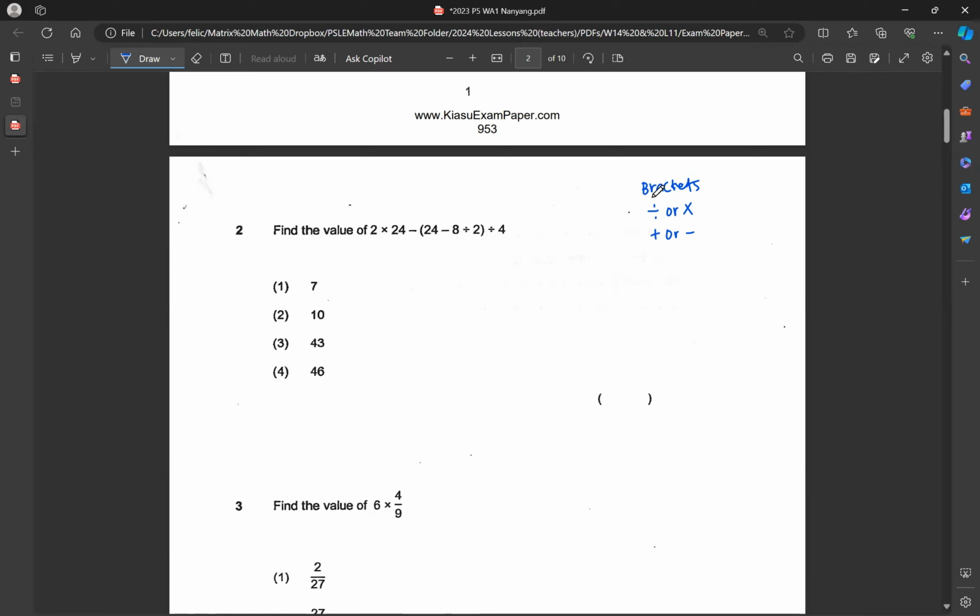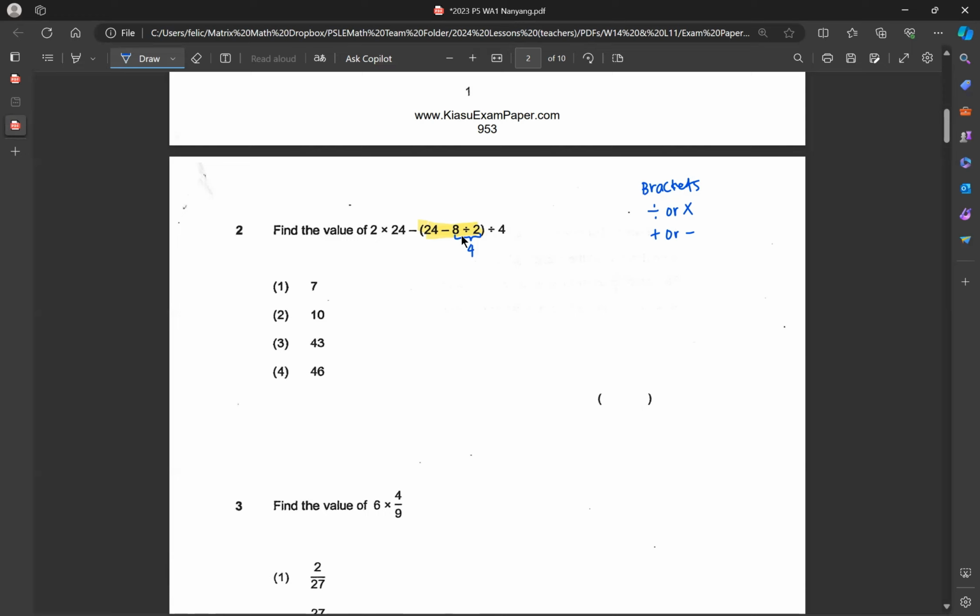So the top priority is to always settle the brackets first. In my brackets, I have 24 minus 8 divided by 2. Let me just highlight this. If I focus on this alone, notice that inside this I have a mix, minus and division, both. Which one to do first? Based on the rank, I have to settle the divide first. So I do 8 divided by 2 first in the bracket. 8 divided by 2 is 4.